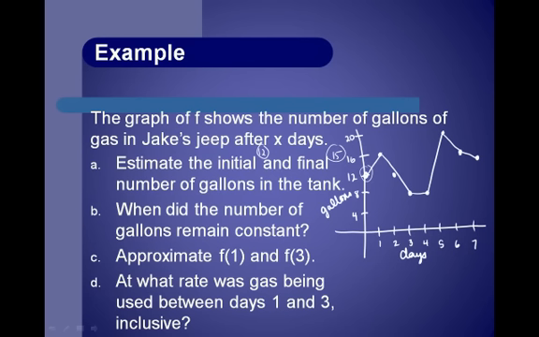Part B says, when did the number of gallons remain constant? Well, you see over on the graph how it did not go up or down between days 3 and 4. So the number of gallons remained constant between days 3 and 4.